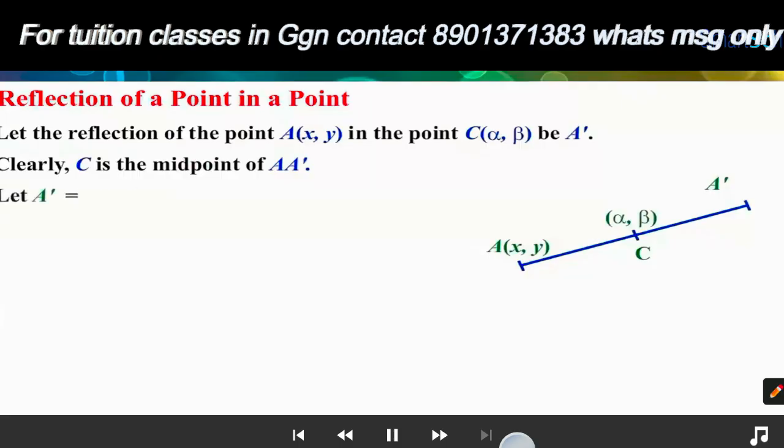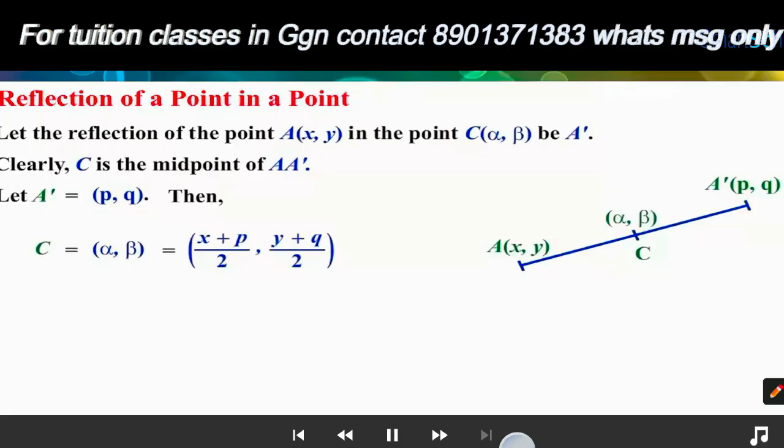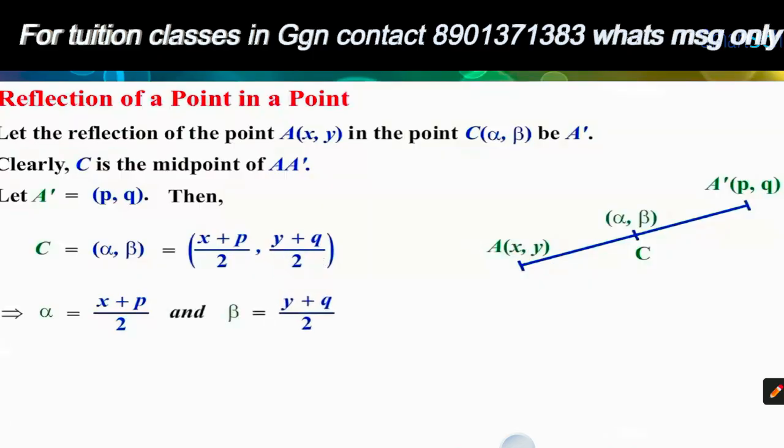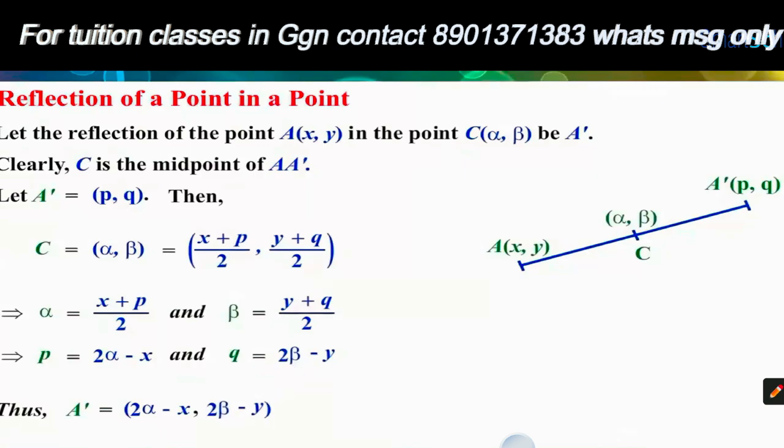Let A dash be (p, q). Then C (alpha, beta) is equal to ((x plus p) by 2, (y plus q) by 2). This implies alpha is equal to (x plus p) by 2 and beta is equal to (y plus q) by 2. This implies p is equal to twice alpha minus x and q is equal to twice beta minus y. Thus, A dash is equal to (twice alpha minus x, twice beta minus y).